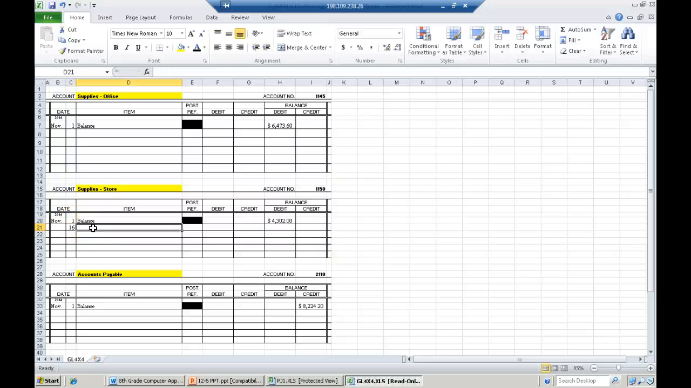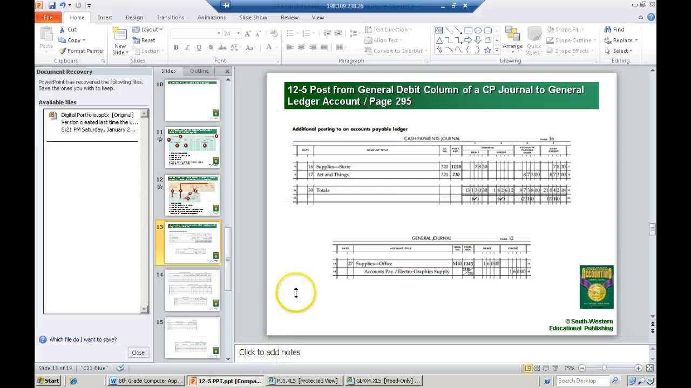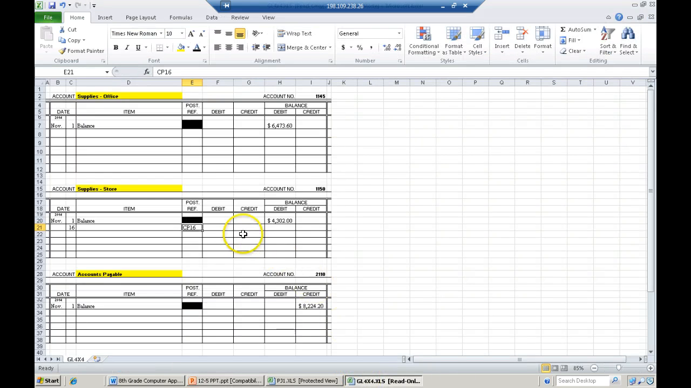Next thing, we don't need to put anything in this item because we know what the account is for. It's store supplies. Post reference number is going to be Cash Payments Journal 116, which came from this right here, page 16 of the Cash Payments Journal. We're going to write the debit amount of $78.30. Since we've already formatted this, it's going to format the accounting format of that.